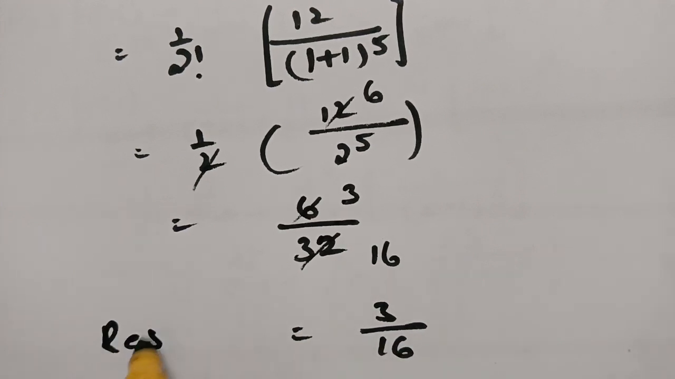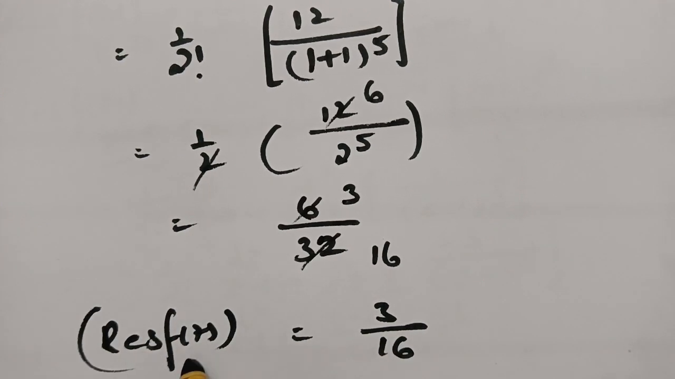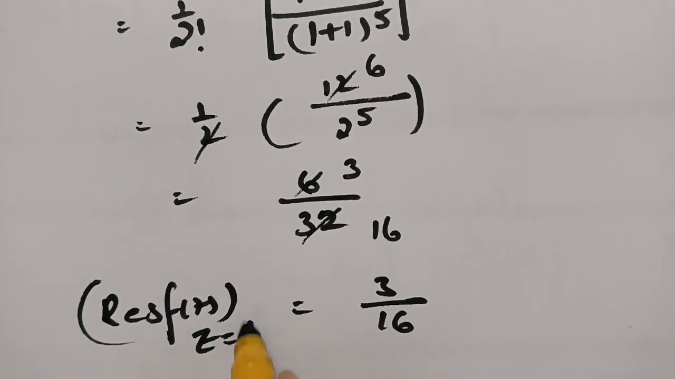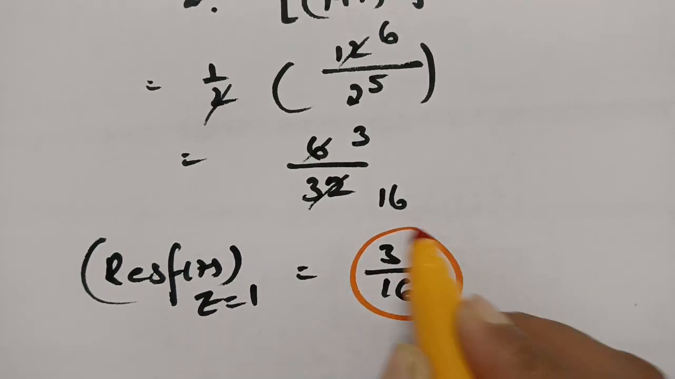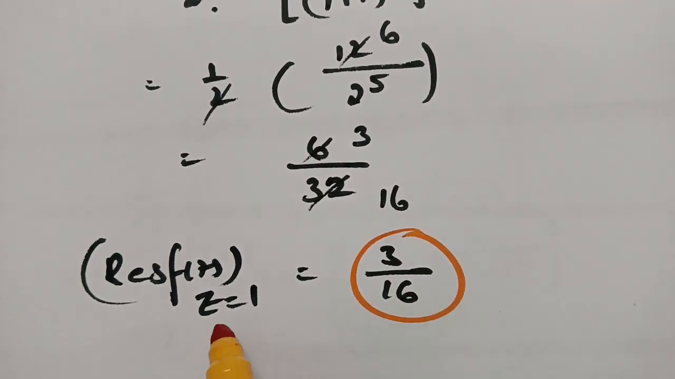So now the residue value of f of z at the pole value z is equal to 1 is 3 by 16. So we got the residue value of the function at the pole z is equal to 1 as 3 by 16.